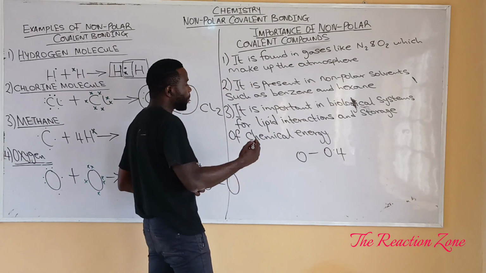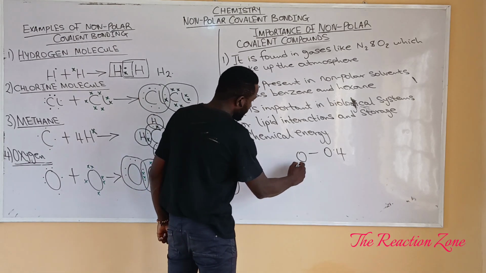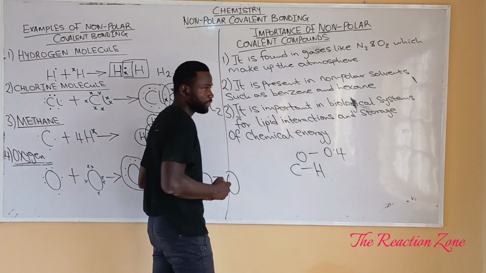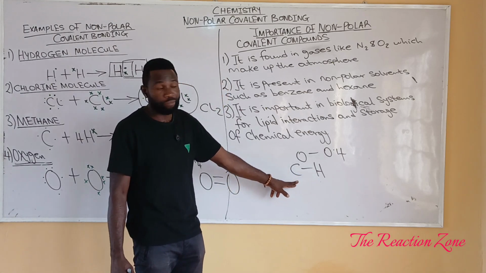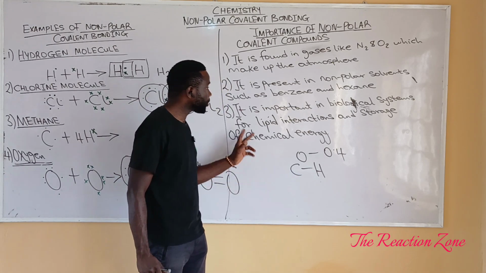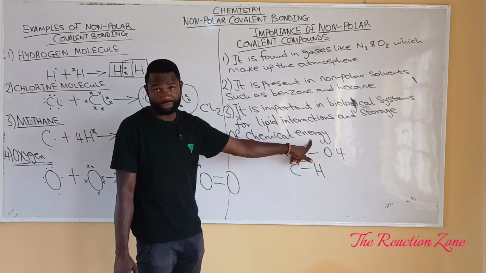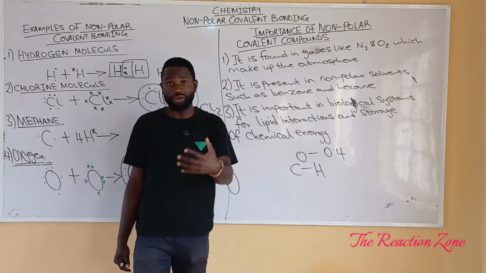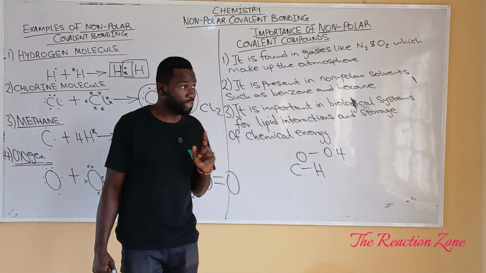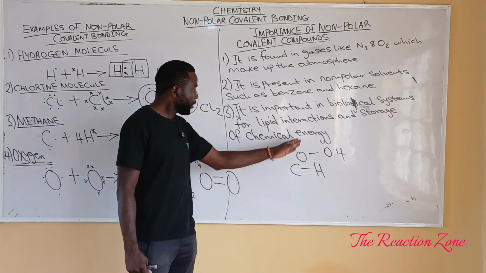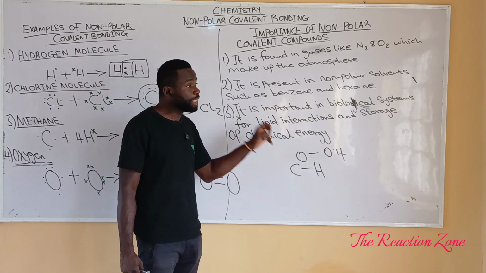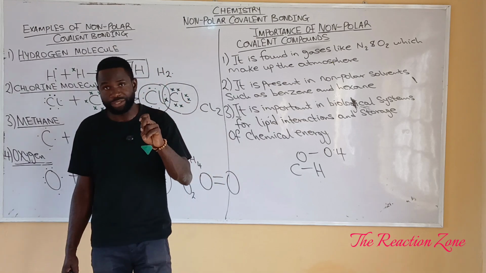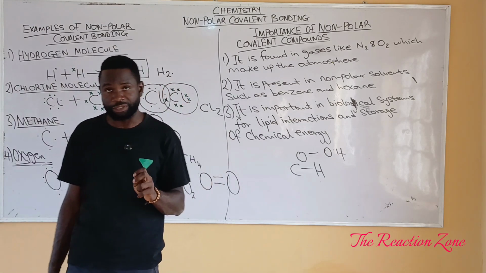Also, carbohydrates have C-H bonds, and C-H bonds are non-polar covalent bonds. Carbohydrates store chemical energy, and during metabolism, especially cellular respiration, these non-polar covalent C-H bonds in carbohydrates are broken to release energy in the form of ATP.